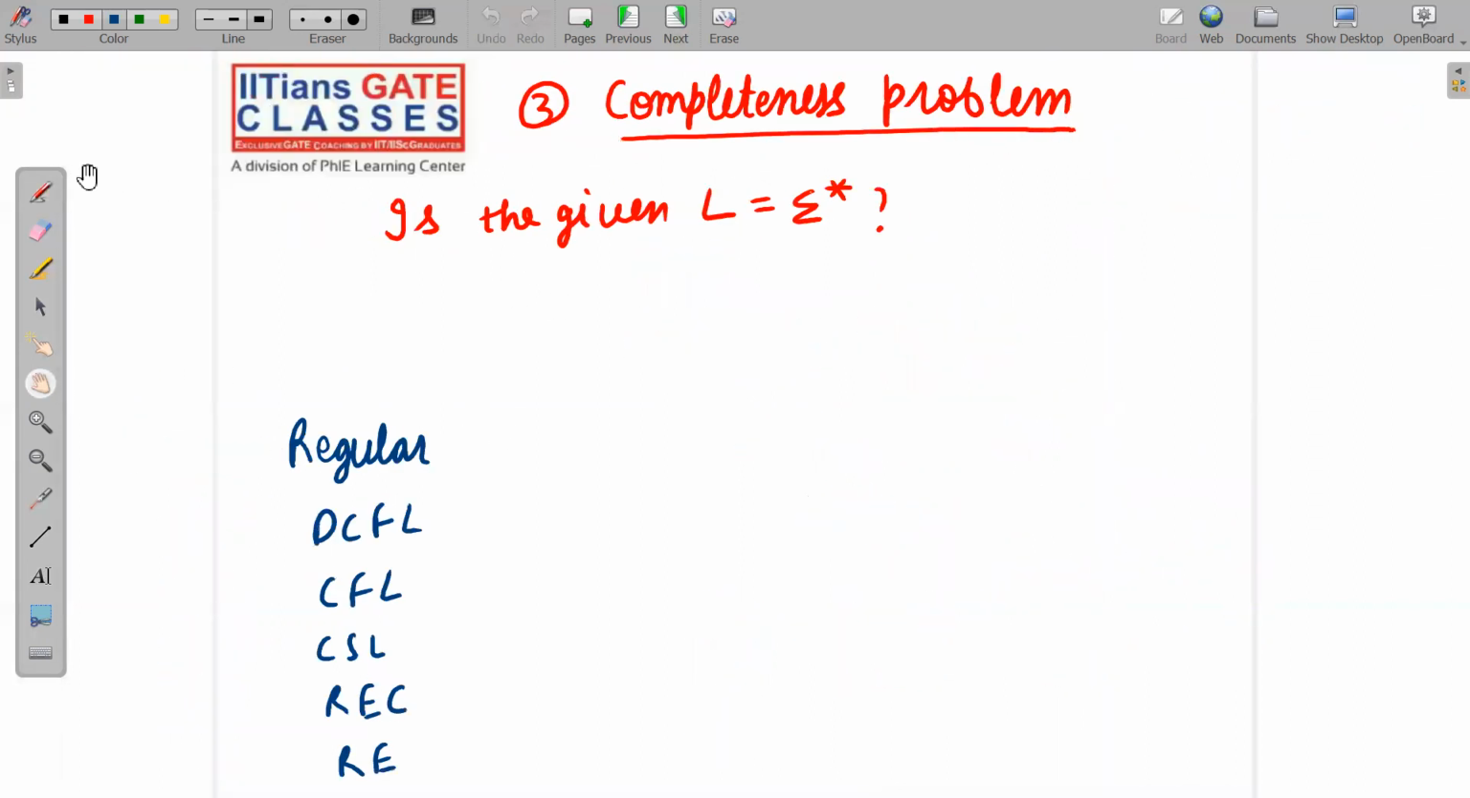Next is the completeness problem. Completeness problem means: is L equal to sigma star? I need to check this. Here again, we will give a finite representation. I am not giving the language itself because sigma star is infinite, and you cannot give an infinite language to any algorithm. So I will use a finite representation: for regular, I will use an FA, for CFL we will use a PDA, and so on. You just have to remember that for regular and for DCFL, it is decidable. For the rest, it is undecidable.